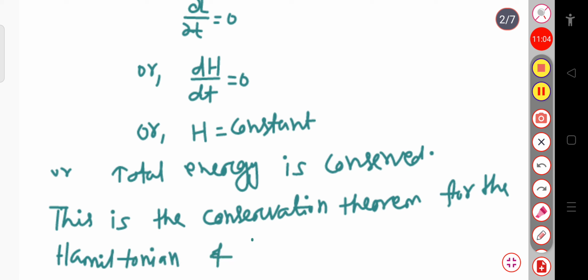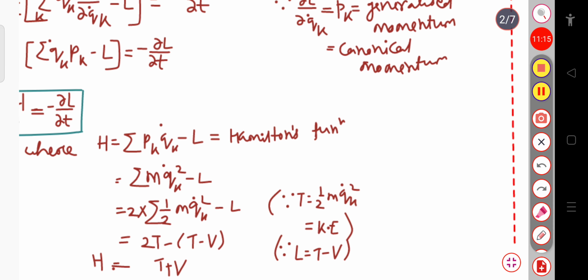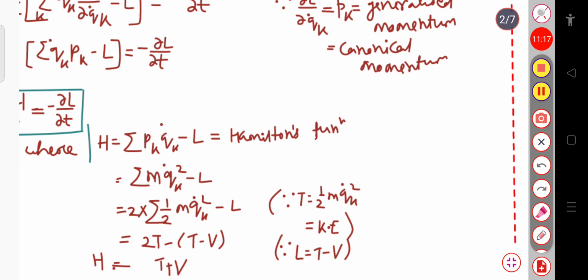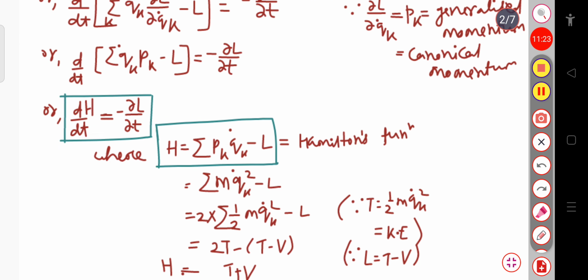That is what we have calculated. First of all, we have calculated the Hamiltonian function. The Hamiltonian function is H equal to sum over pk qk dot minus L, and also we have calculated ∂H/∂t equal to minus ∂L/∂t. This is actually the Hamilton's equation of motion.